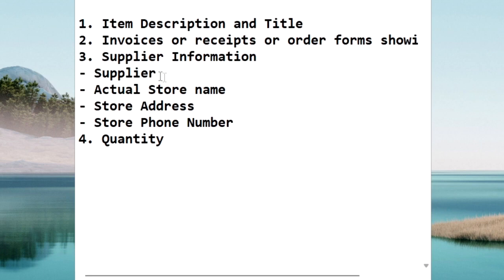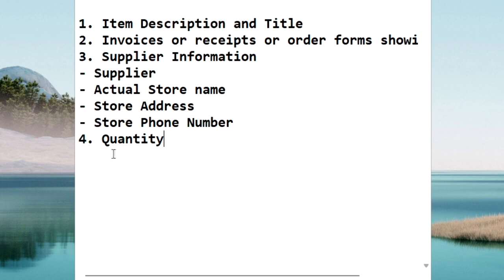Then 3, your supplier information. So the supplier, let's say Walmart. Then the actual store, let's say Lakewood Walmart. Store address, blah, blah, blah, whatever address it is. And then the store phone number.